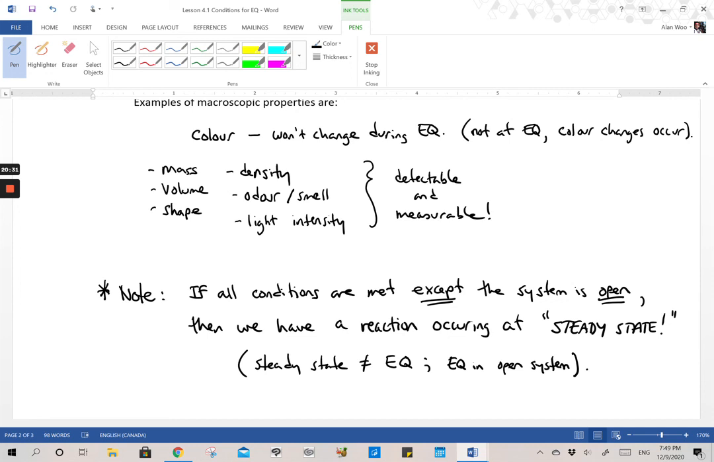Okay, so that's the one tiny note here. So steady state is a thing. We in the lab basically operate at steady state and not exactly at equilibrium. All right, so those are the 4 conditions.